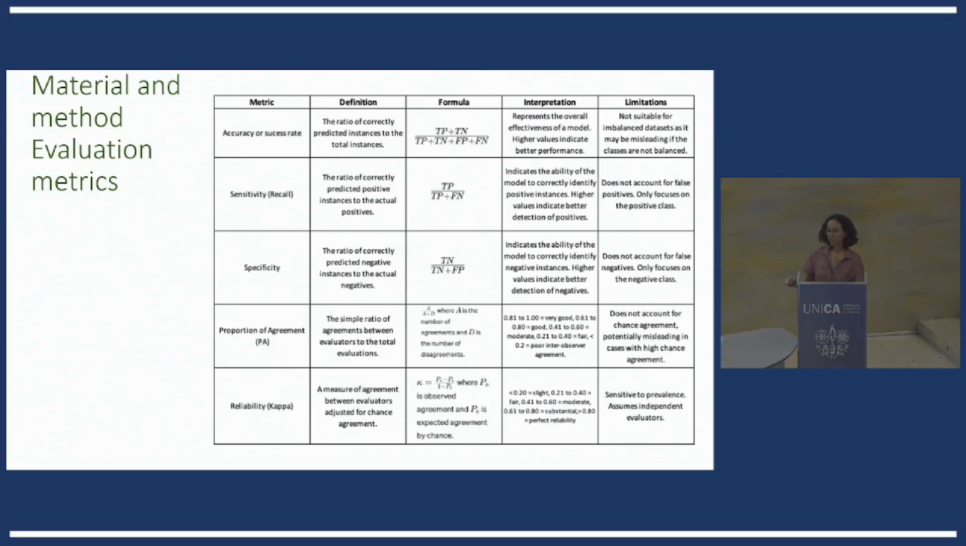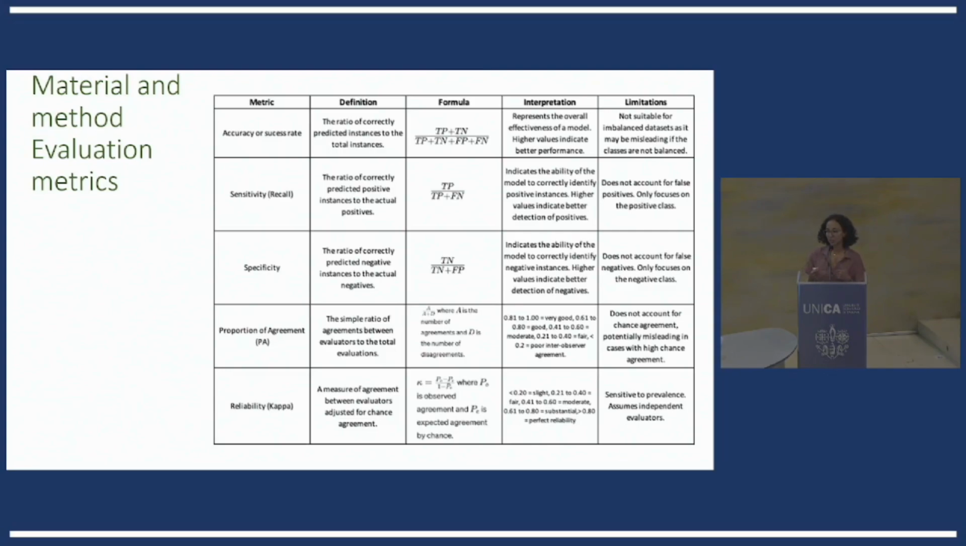I just make a reminder of the evaluation metrics. Sometimes it's useful to have the same definition. So we define the accuracy as the ratio of correctly predicted instances to the total instances. It means that if we predict well fetal hypoxia or normal, it's going to be a success. It's going to enter in the success rate.